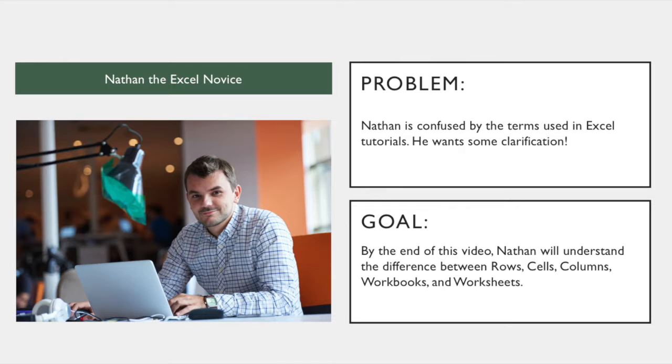My guides with Nathan are going to be a little bit different than my typical story-based Excel tutorials, and that's because Nathan focuses a little bit more on the terminology used and more base-level understandings of Excel. I believe it's important to define my terms, so when I'm making these guides saying what rows are and what columns are, I want to be sure I also have a video explaining what those things are, just in case someone doesn't know. Now with that said, Nathan is confused by the terms used in Excel tutorials, and he wants some clarification. By the end of this video, Nathan will understand the difference between rows, cells, columns, workbooks, and worksheets.